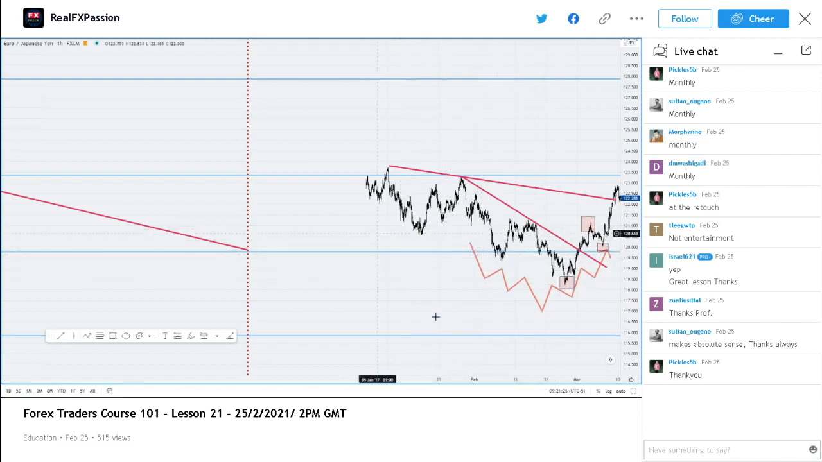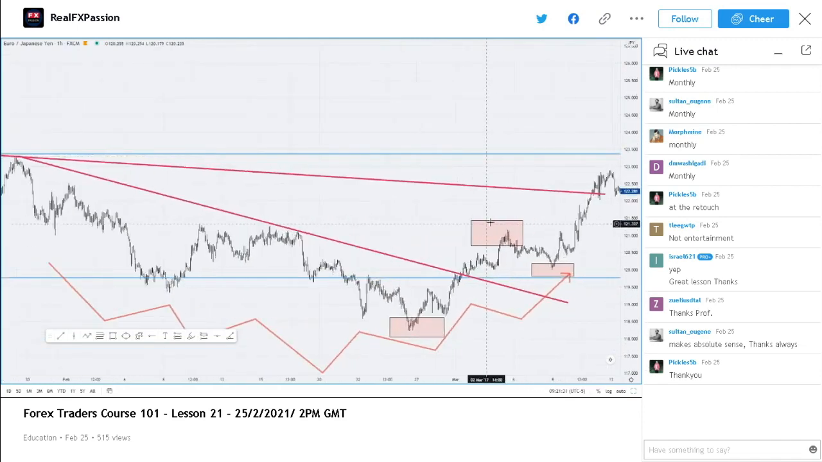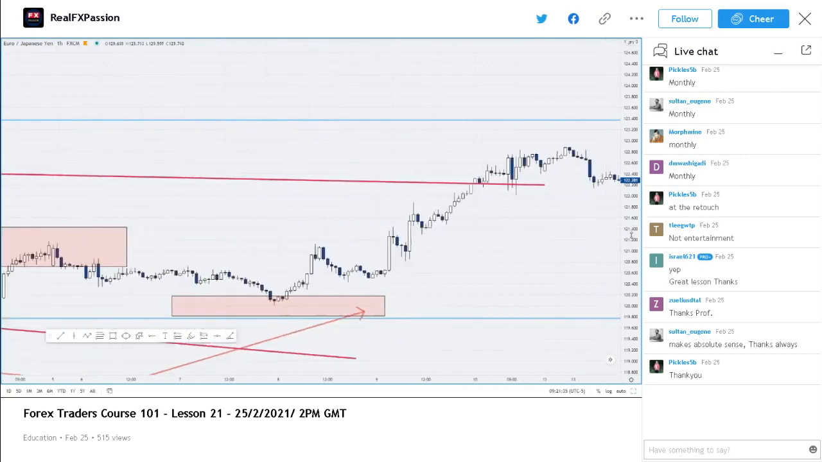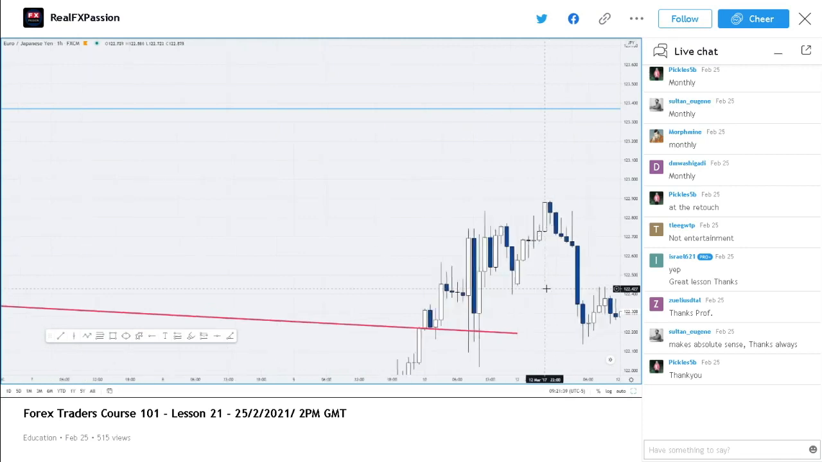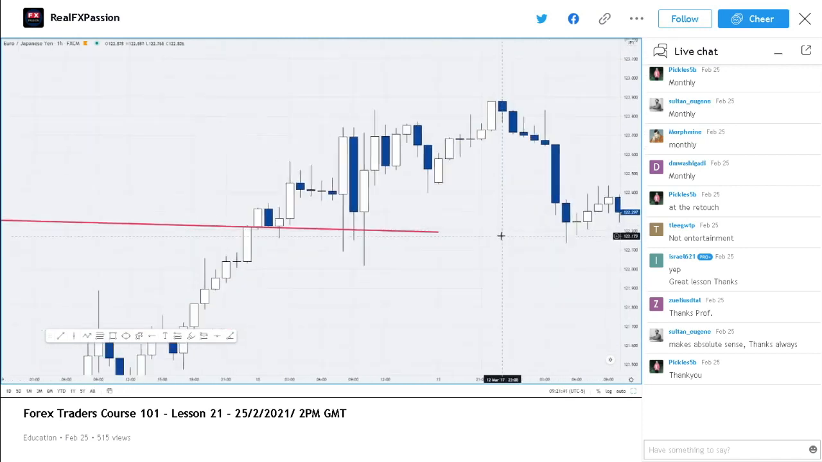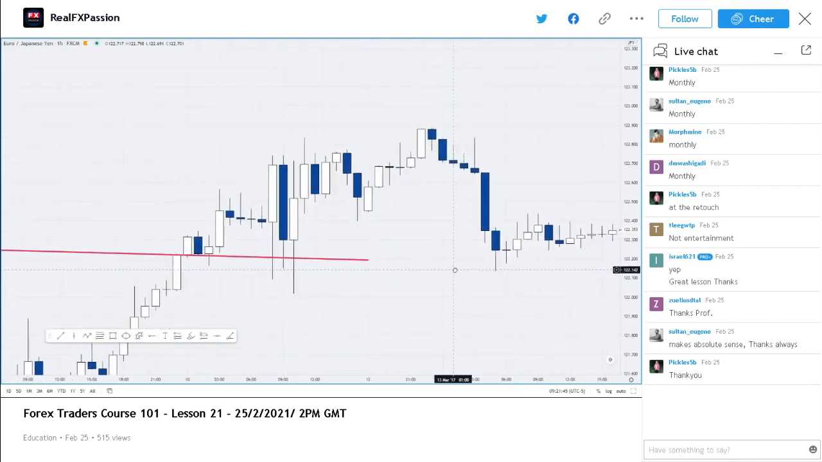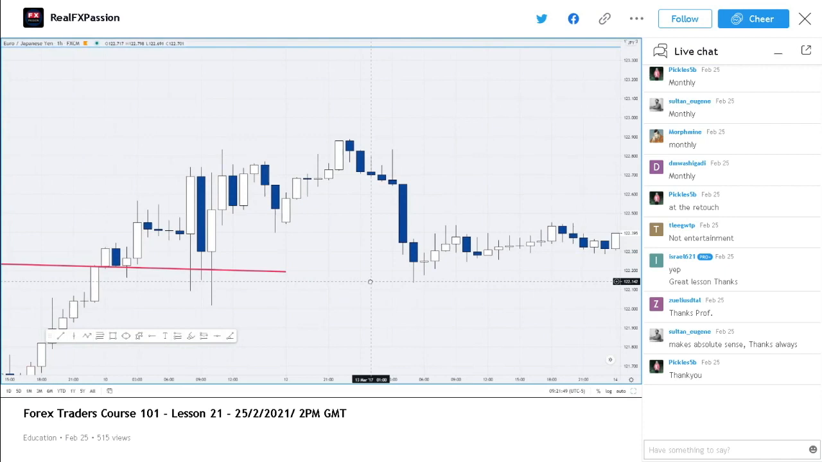Okay, great. Now, here is the question. I'm going to zoom in the chart. We are on the 1 hour chart, everybody. And this is the market, sideways. This was back in time, sideways, and now sideways.